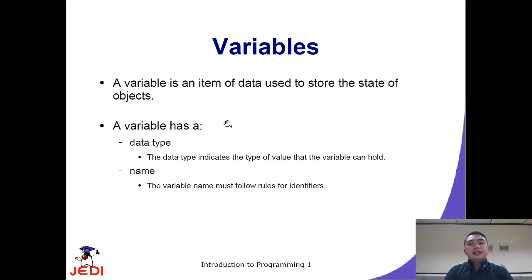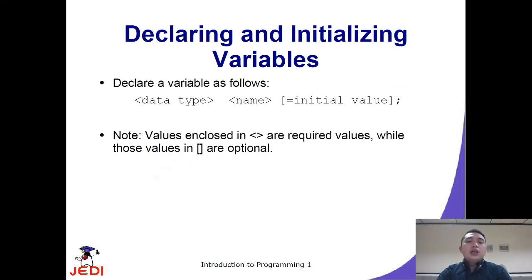Again, the variable must have a data type and a name. So this is how you declare a variable. You write the data type and then the name, and it could be optional, pwede walang initial value or pwede din declaration lang. So you can actually declare it only or instantiate it with a value. Values enclosed in the angle brackets are required values. Dapat meron talagang data type and name, while the values in the square brackets are optional. As I've said, optional lang yung initial value of variables.